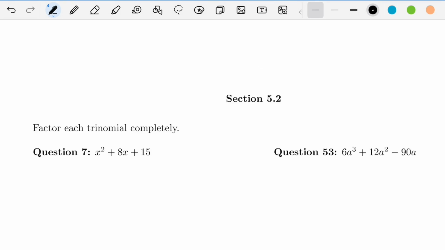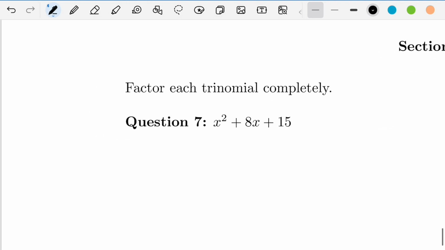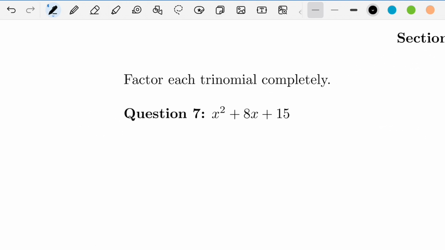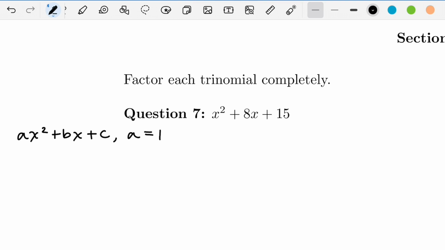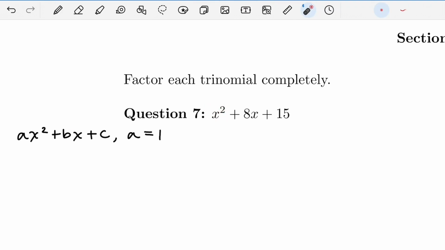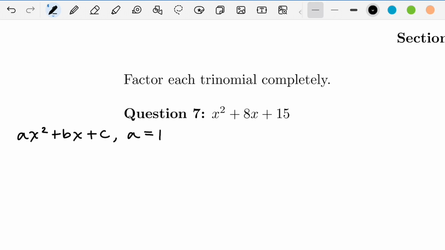Alright, so this brings us to section 5.2, where we're going to be factoring some trinomials, some more complicated than others. Let's start with question 7 here. We have this trinomial in standard form, so it's of this form here. Now in this case, our coefficient a is going to be 1. This is just the coefficient of our x squared term. Our coefficient b is going to be 8, and then c is going to be 15 in this case.